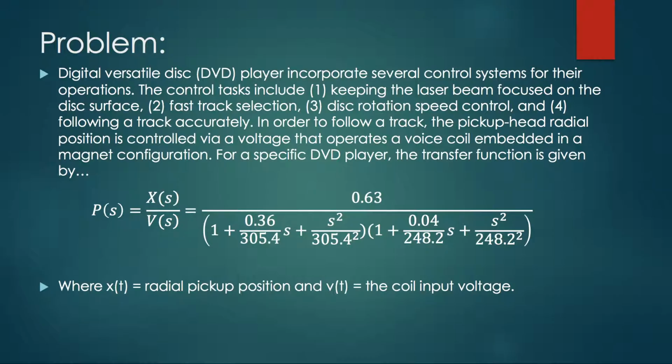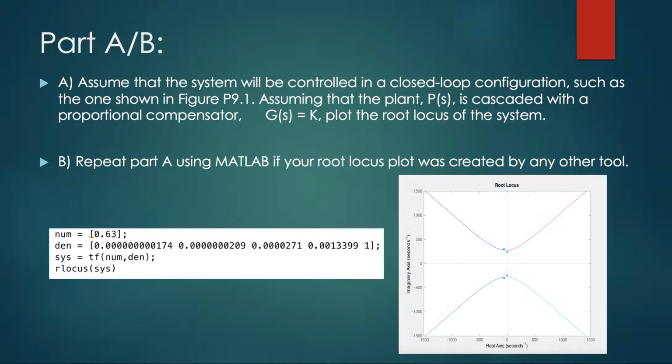Below we're given a transfer function which basically relates the radial pickup position and the coil input voltage, and throughout the problem we're going to be tasked with designing different compensators to improve the DVD player's performance.